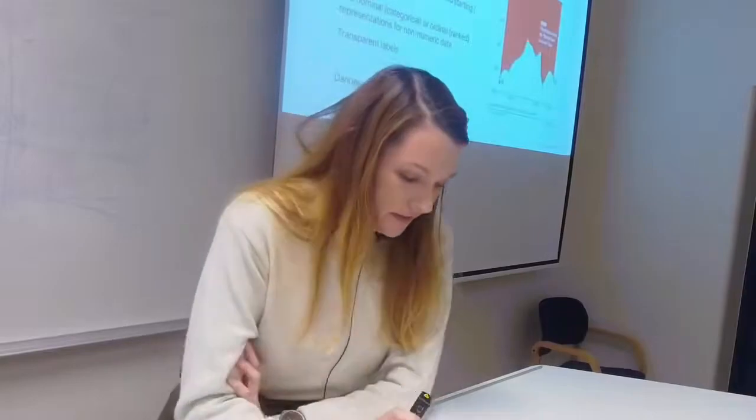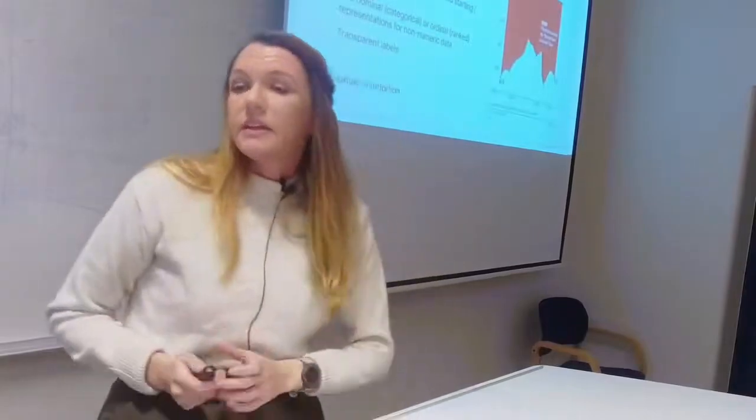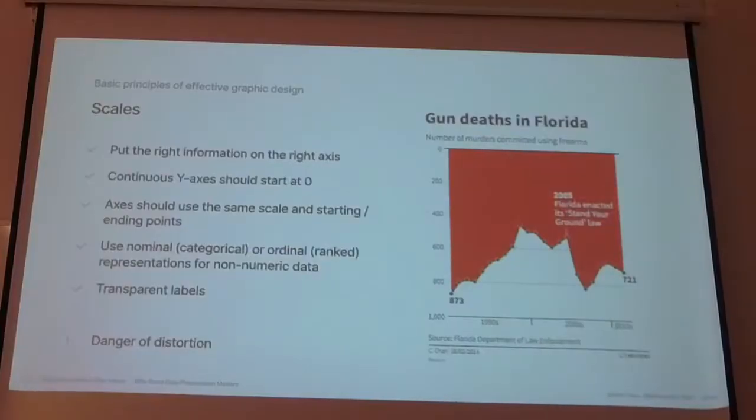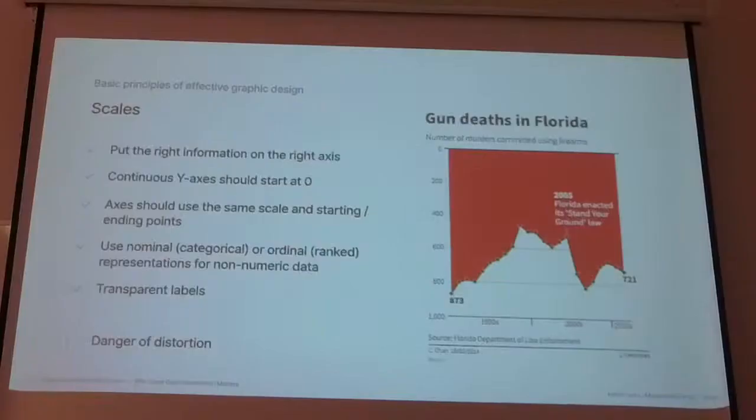Then scales. I would suggest to put the right information on the right axis. That means that we have cause on the x-axis, effect on y, and timelines should go straight and horizontally. I have seen everything. That's kind of hard to process, so just stick to the basic forms. We always tend to think we need to reinvent the wheel, but we actually don't need to do that.